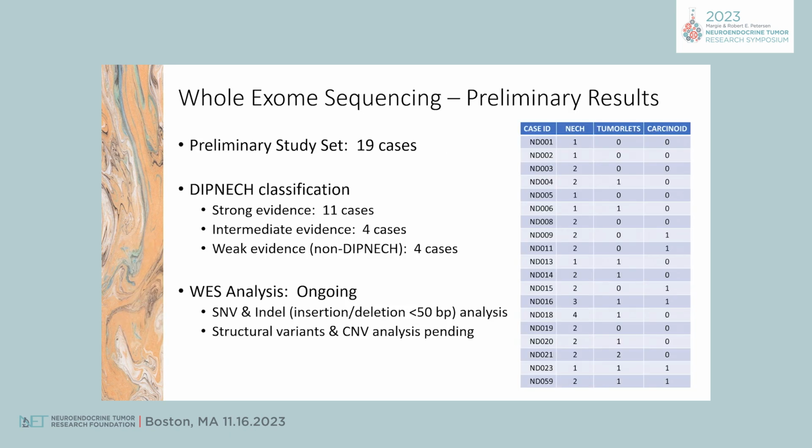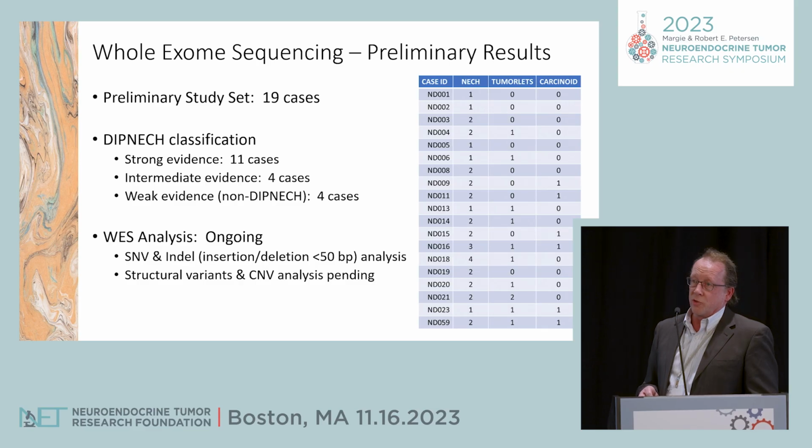So in this preliminary analysis, we've done whole exome sequencing on 19 of our 54 patients. You can see the breakdown of whether there's strong, intermediate, or weak evidence for actual DIPNECH. And you can see over here, we are able to get multiple neck lesions from almost all of these. For some of them, we only have one. We generally have a tumorlet that's associated with it also. So in this ongoing analysis, what I'm really going to talk about today are just some analyses looking at single nucleotide variants and small insertions and deletions.